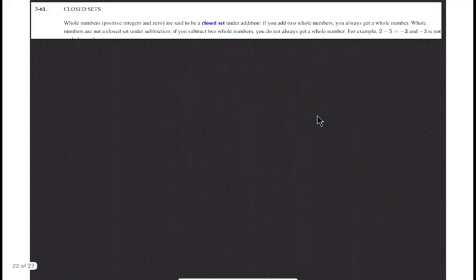On problem 61, they talk about this thing called a closed set, and I just want to go through and explain what they mean by it. Sometimes reading the definitions, you're like, what? Right? So they say a closed set. So whole numbers, positive integers, and zero. So whole numbers are 0, 1, 2, 3, 4, 5, 6, 7, 8, 9, 10, right? No negative numbers, no decimals, no fractions.